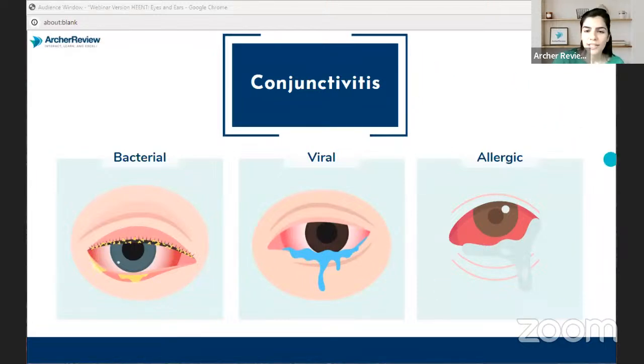Now, allergic conjunctivitis. Tell me some of the symptoms of allergic conjunctivitis. How do you know it's allergic?